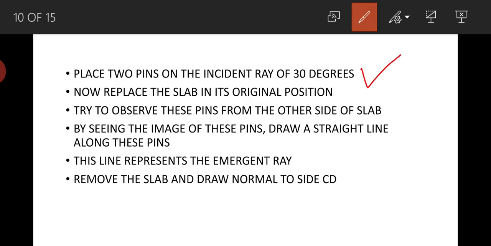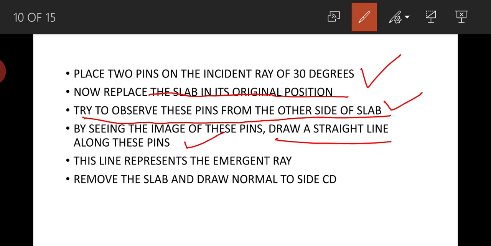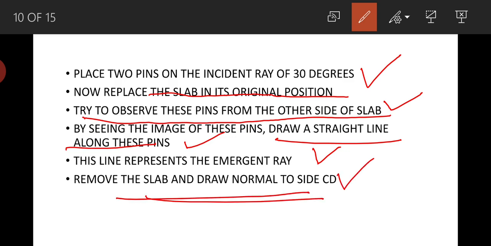Place 2 pins on the incident ray of angle 30 degrees. Now replace the slab in its original position. Try to observe these pins from the other side of the slab. By seeing the image of these pins, draw a straight line along these pins. This line represents the emergent ray. Remove the slab and draw a normal to the side CD.